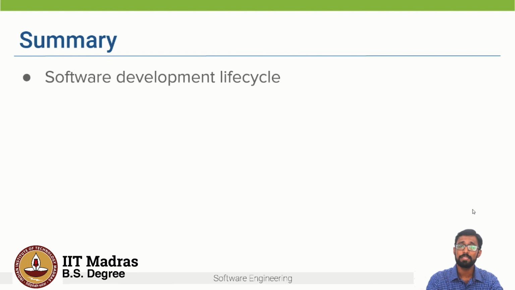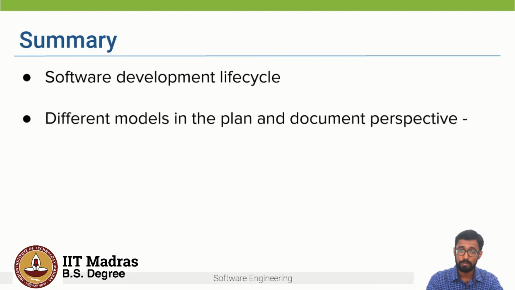So to summarize, in this video, we looked at the software development lifecycle, which is the different activities that need to be carried out for software development. We looked at different models in this plan and document perspective. We looked at the waterfall model where each of the phases are followed sequentially. Then we looked at the prototype model where we build a prototype first and get feedback from users. And the spiral model, which combines the advantages of waterfall and the prototype model.